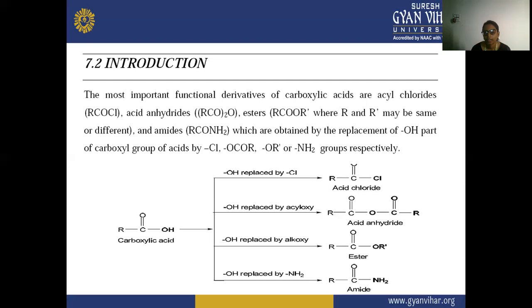Next, in the carboxylic acid, this OH, which is shown in bold, is replaced by the acyloxy group. The acyloxy is your OCOR. So this replaces your OH and it becomes the derivative of carboxylic acid, and this is your acid anhydride, where OCOR replaces your OH.